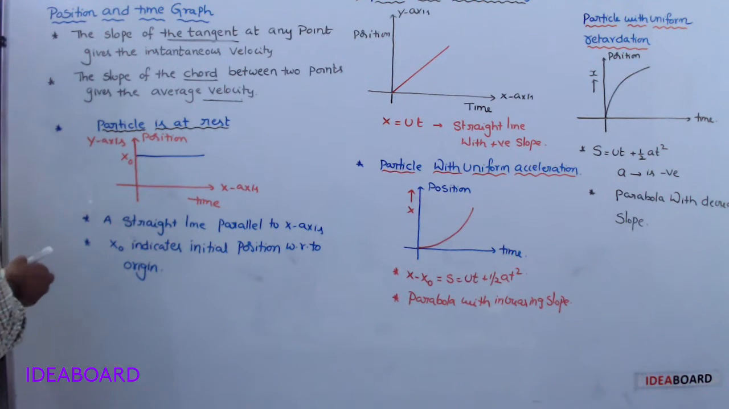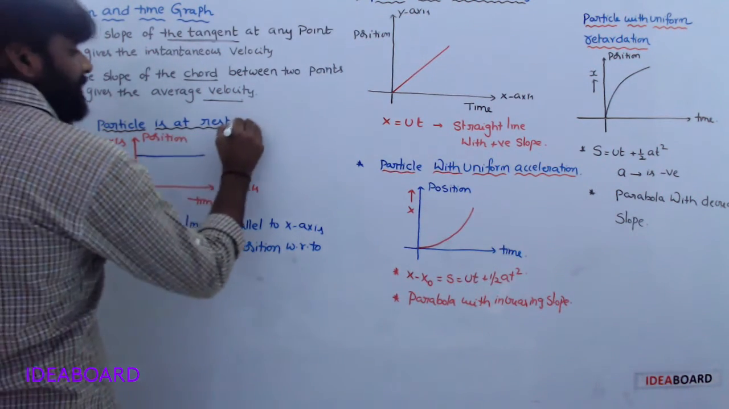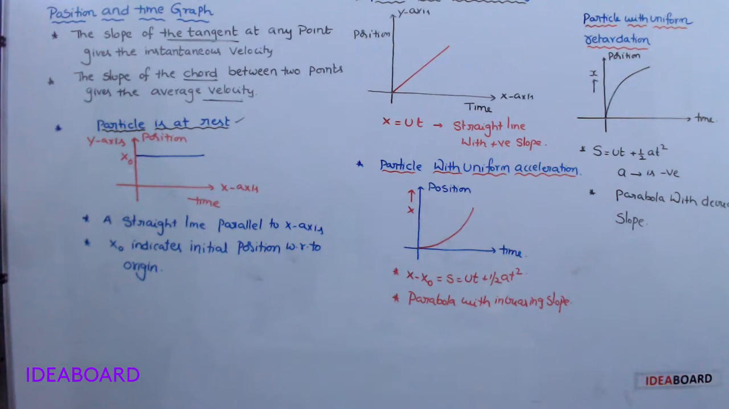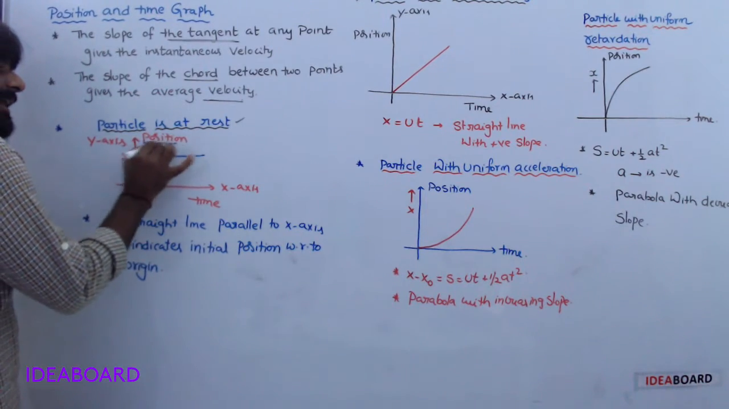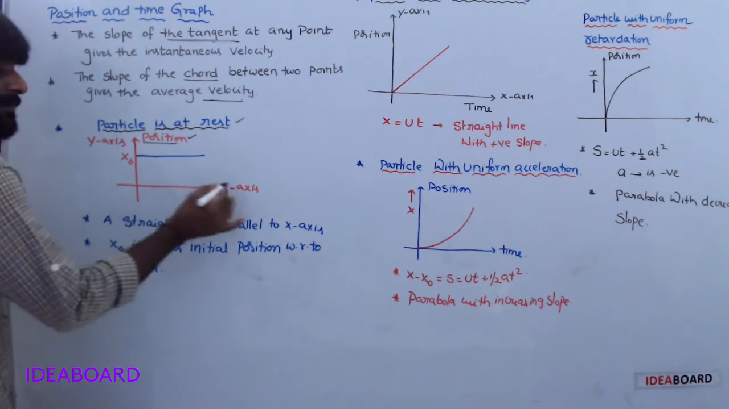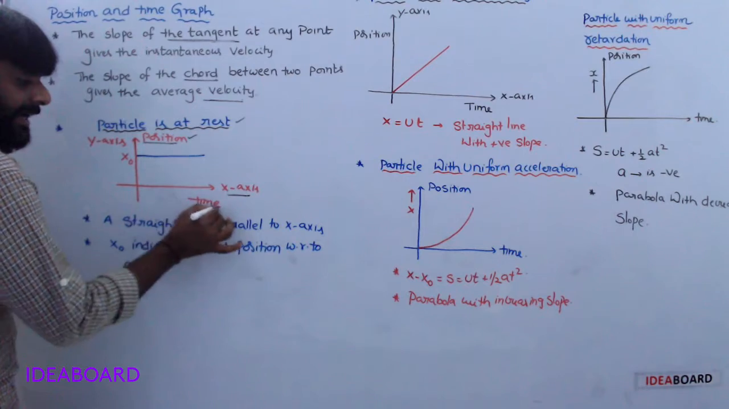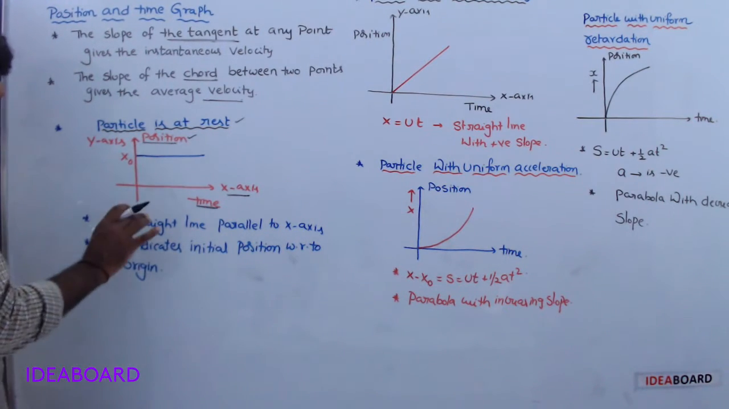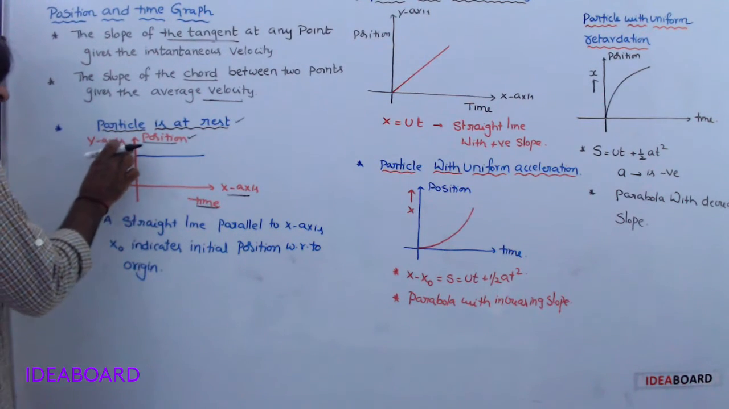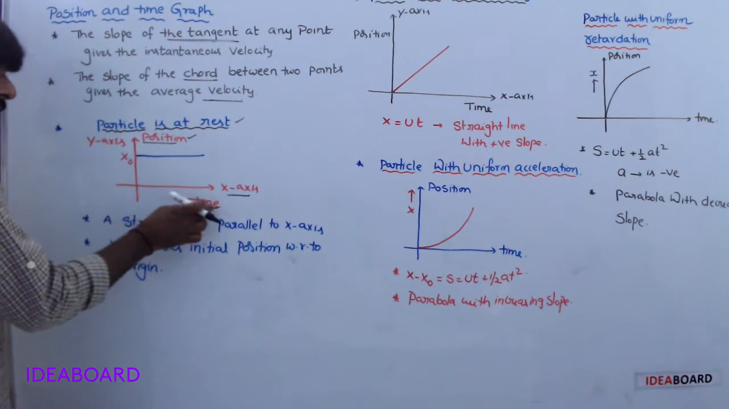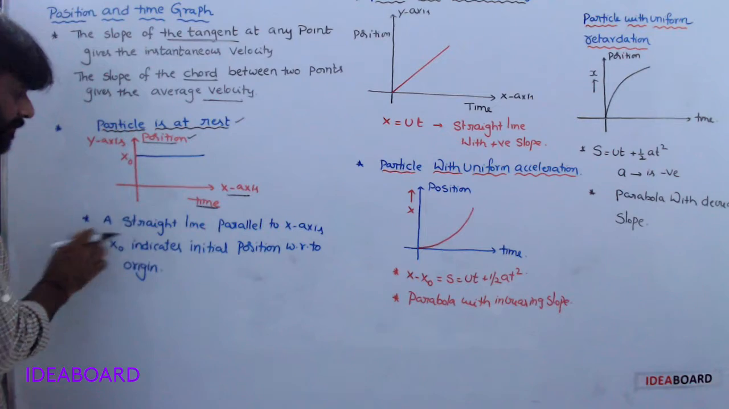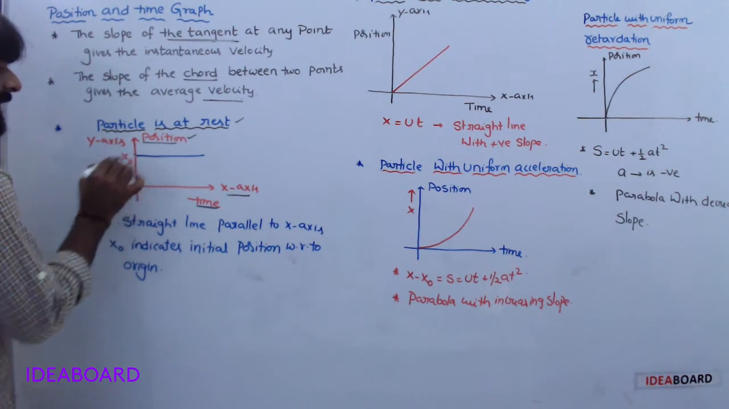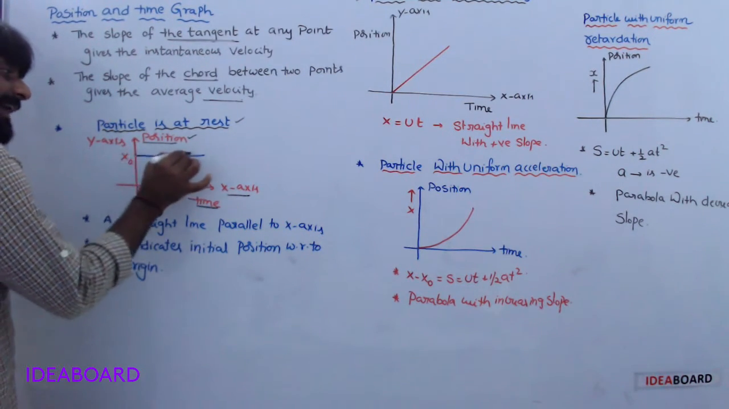First of all, the particle is at rest. Now here the particle is in a rest position. So on the y-axis, what are you taking here? The position of the particle. On the x-axis you have taken time. Usually dependent variable quantities are taken on the y-axis, independent variables on the x-axis. Understood? Now see, the graph is a straight line.